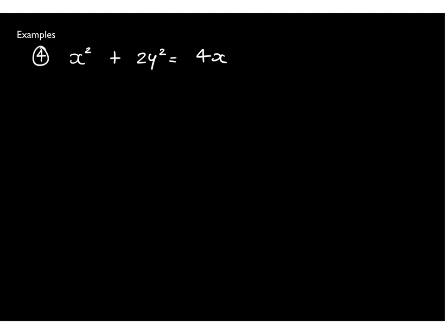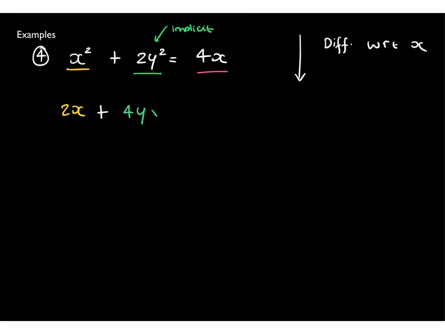So we have x squared plus 2y squared equals 4x. So we want to differentiate each term with respect to x. So keep coming back to that. Each term being differentiated with respect to x. x squared is easy, just going to be 2x. We then have to differentiate this part implicitly. So overall, it's just going to be 4y, but then we need to multiply by dy by dx.